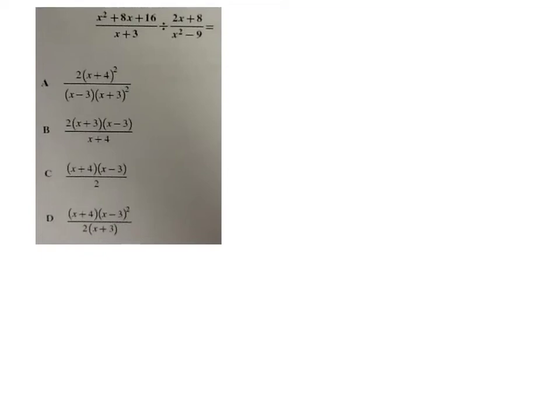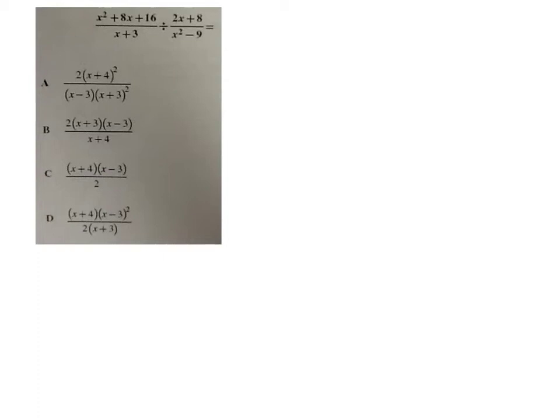Here's a dividing rational expressions problem. Another word for rational expression is usually a giant fraction. So here we have two giant fractions, we're dividing them, and we have variables, we have x's in them as well. So what we're going to do is factor the tops and bottoms of each fraction, and cancel everything out in the end.